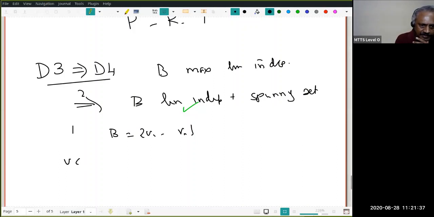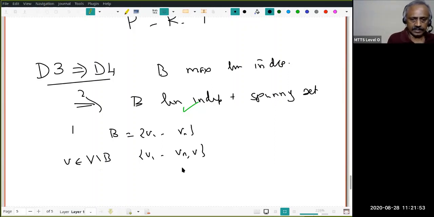Therefore, if you give me any vector v in V, right? Look at this set v1 to vn, v, okay? And suppose v is not in B, right? Are you following? Yeah. Then what do I know? This is linearly dependent. Why is it linearly dependent? Because B is maximal linearly independent. So any strict superset, this contains B properly. Therefore, this set must be linearly dependent.